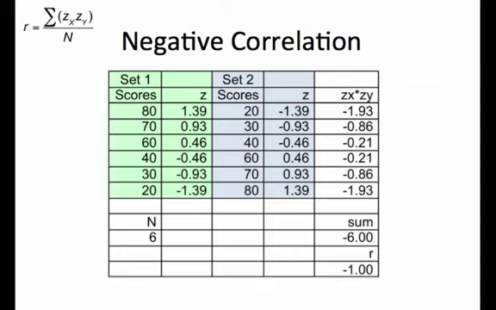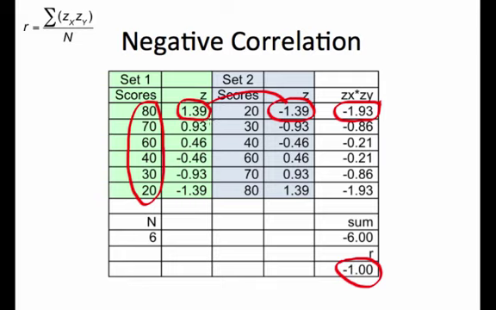Okay, let's consider this example of a negative correlation, and once again it is a perfectly negative correlation. The answer, as you can see, is going to come to negative 1.00. Well, all I've done is, if you look in set 1 scores, I've turned these upside down. So now I have 80 going all the way down to 20. So let's take a look and see what this does. Now once again, the z-score of 80 is a positive 1.39. So now I have a positive 1.39 multiplied by a negative 1.39. So a positive times a negative is going to give me a negative. So I have a negative 1.93 when I multiply those two z-scores together.